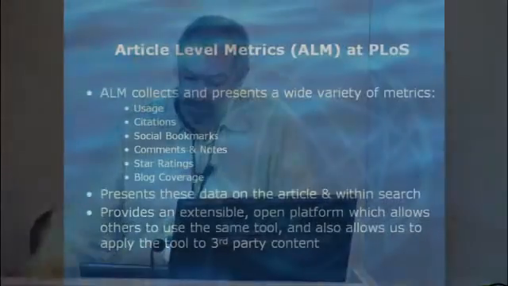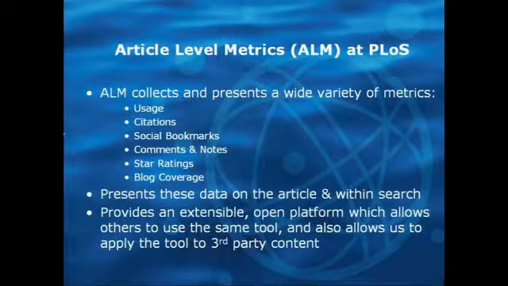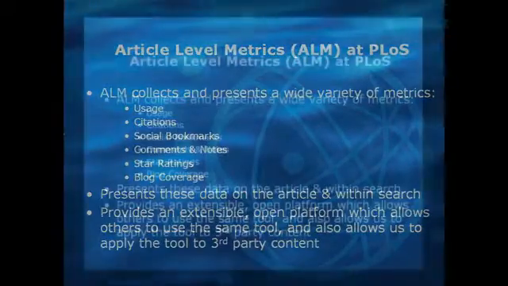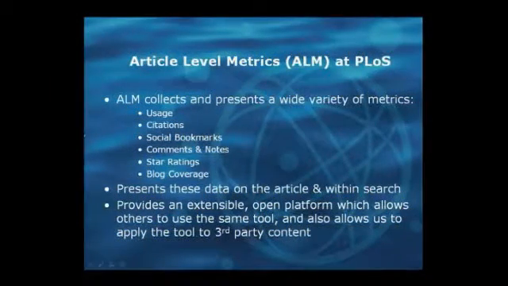So the Article-Level Metrics program at PLOS is basically a program that tries to collect and present a wide range of metrics, and specifically it's doing usage, citations, social bookmarks, comments and notes, star ratings, and blog coverage at the moment. And we try and present that data on the article itself and also within our search functionality. And we've put the whole thing on an open source platform with an open API that allows us to use the same tool for other third-party content, and I'll show you some of that, and also allows other third parties to use the same tool for their content.